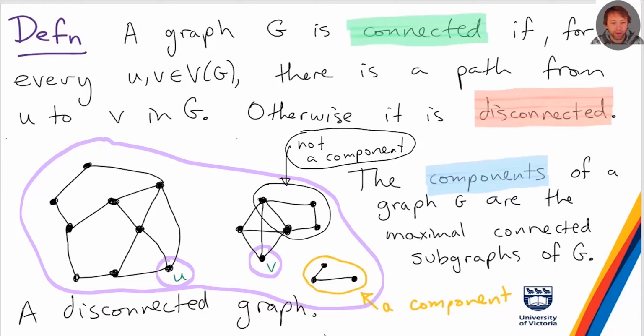Are there any questions about these definitions? Because these are going to be fairly important, not just today, but for the rest of this part of the course. Okay, so I'll assume that this is clear. A graph is connected if basically, you know, it's, well, connected.